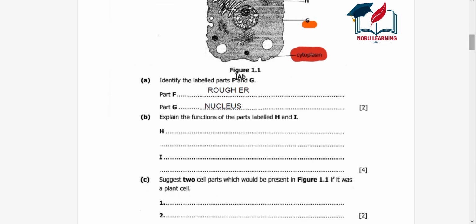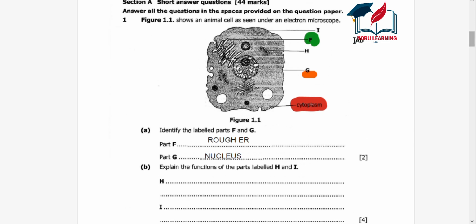Quickly again, we go to explain the function of the parts labeled H and I. If we look at H, we cannot explain the function without understanding what H is. So H will be the mitochondria. Since it is one, it will be the mitochondrion. So we have the mitochondrion here, which is H, and our I, of course, will be our cell membrane.